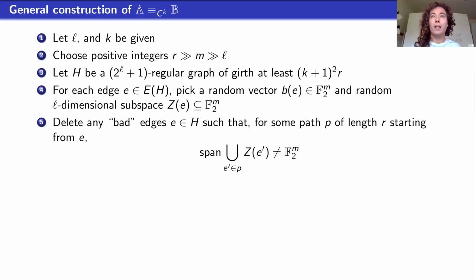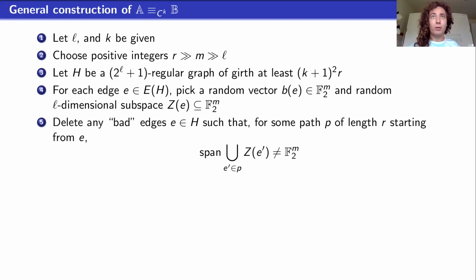A bad edge is an edge E such that there's some path starting at that edge of length R, where if I take all of the subspaces encountered along the edges in that path, that fails to span the vector space. These will cause trouble for duplicator, so we just remove all those edges. But all I've just defined is the squared graph and these vector spaces.